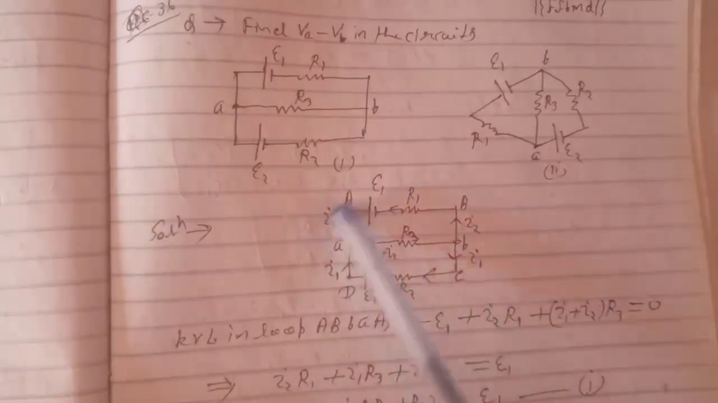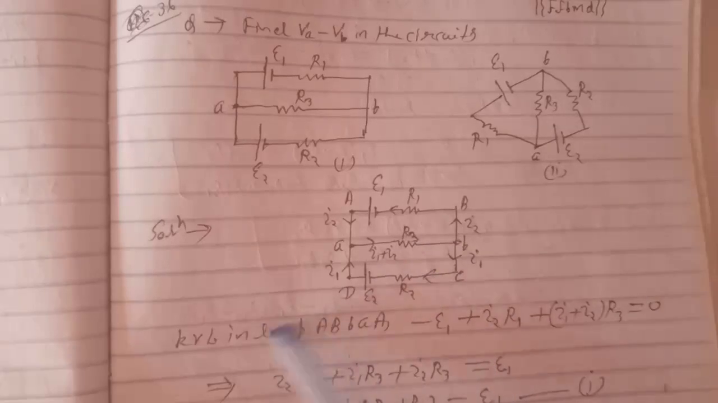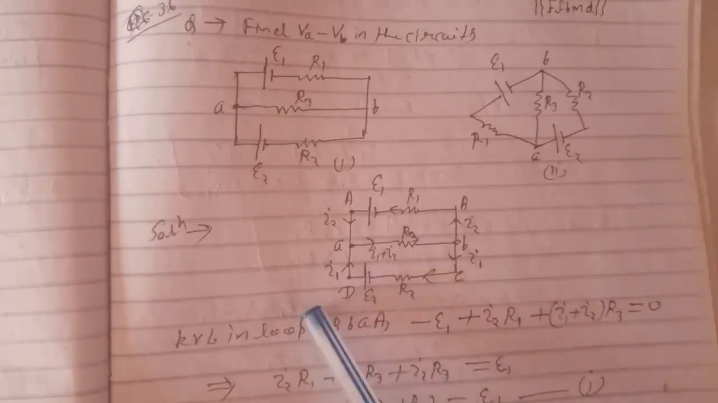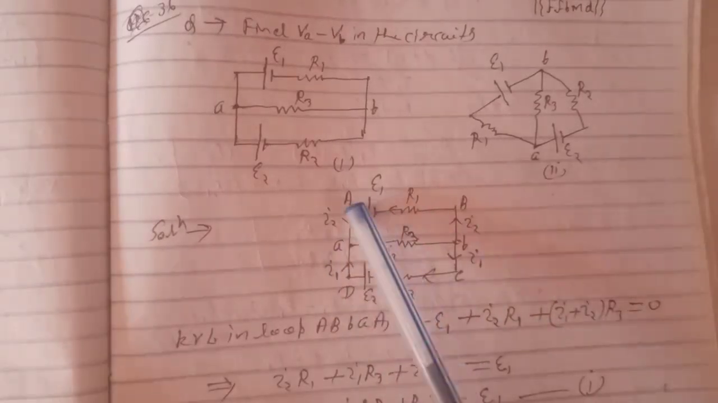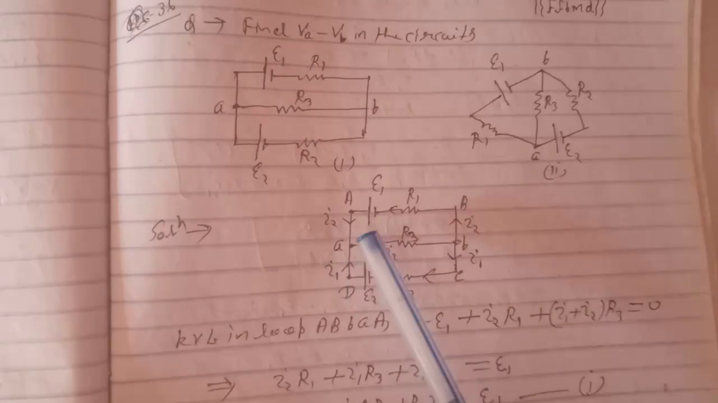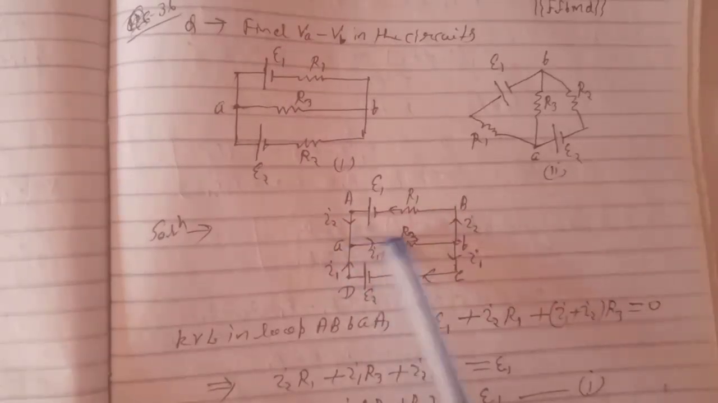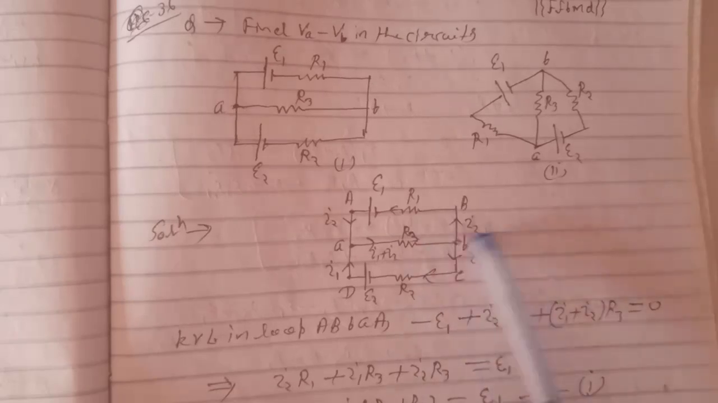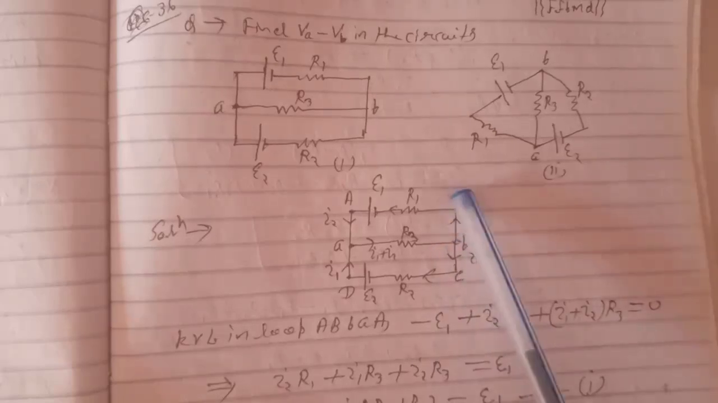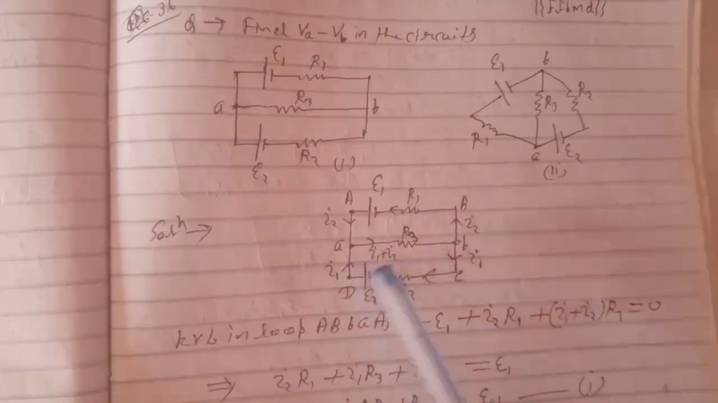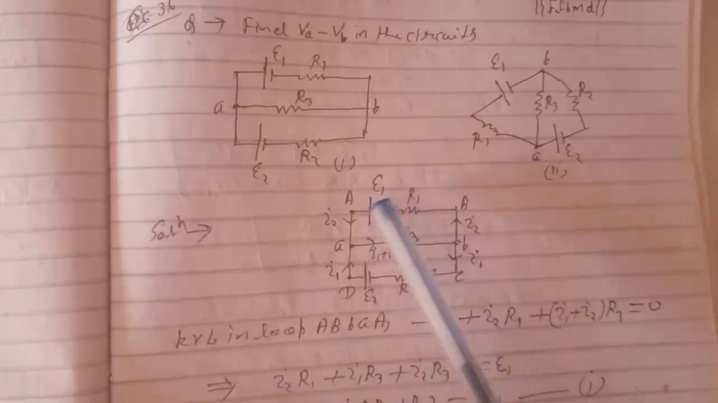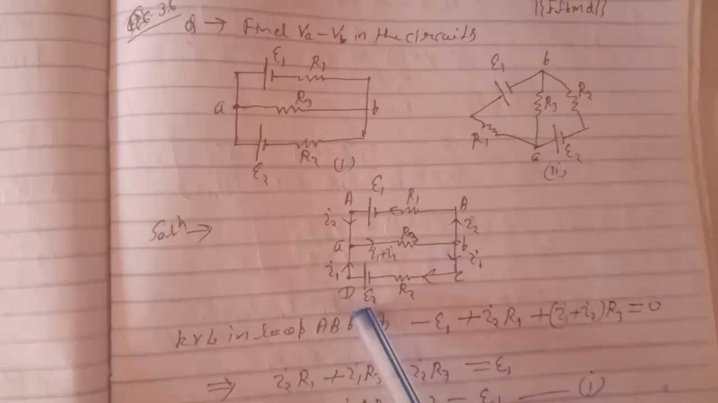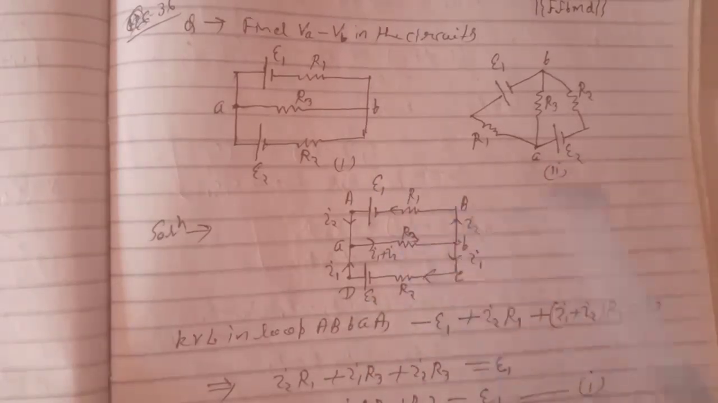The current distribution is shown here. For example, we have considered that I1 current is flowing through this cell, and I2 current is flowing through this cell, and at this point both meet, and I1 plus I2 current is flowing in this. Now at this point, it will be divided into two parts. I2 will go in this direction and I1 will go in this direction. So the current distribution is shown, and this is a cell of EMF E1 and this is a cell of EMF E2. This is R1, R2 and R3.